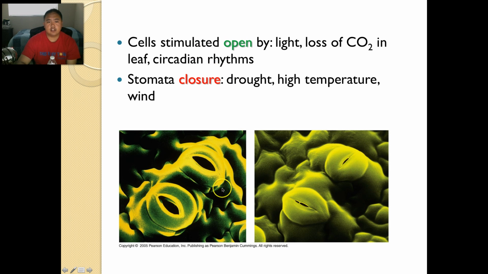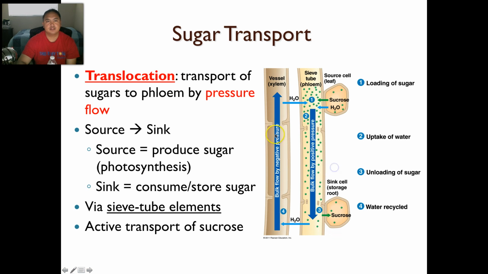The cells are stimulated open. It looks kind of gross, but if you wanted to zoom in and see the stomata, this is what they look like open and closed. If there's light or a loss of carbon dioxide, then they open. If it's super hot, there's drought, high temperature, or wind, that's what makes them close. So that's that.